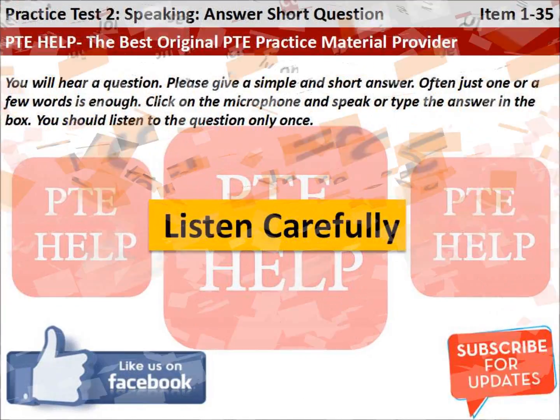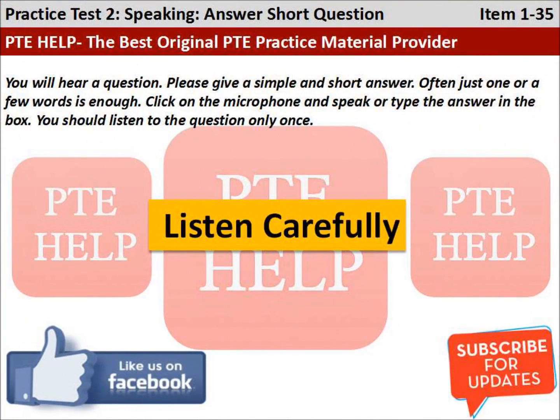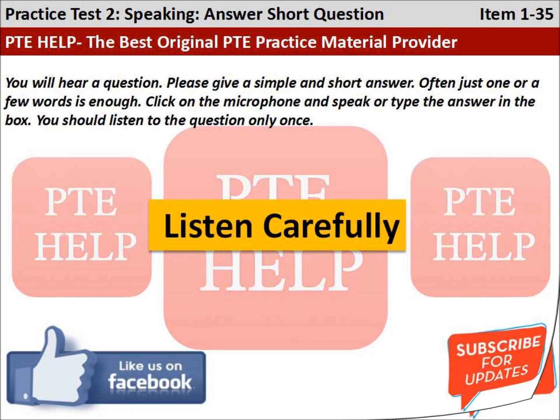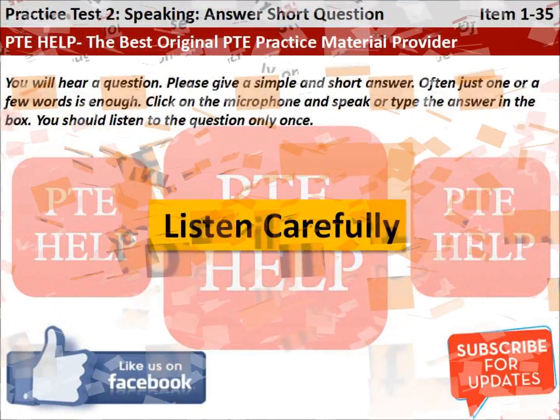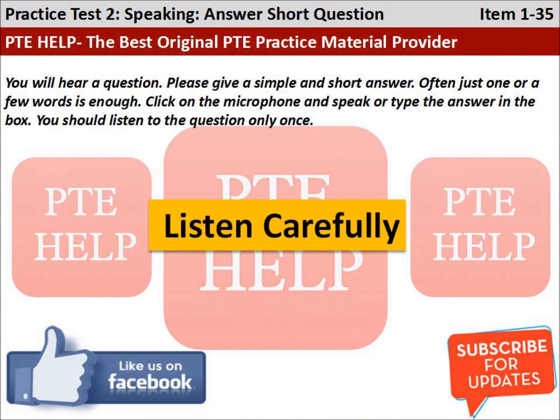PTE Help. Question 27. Which is usually against law? Usage of illicit drugs or prescribed medication. PTE Help. Question 28. To improve health, would you exercise or overwork?